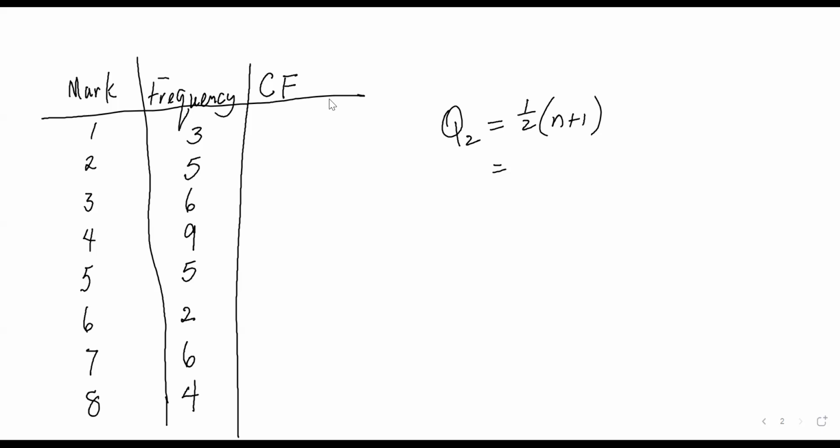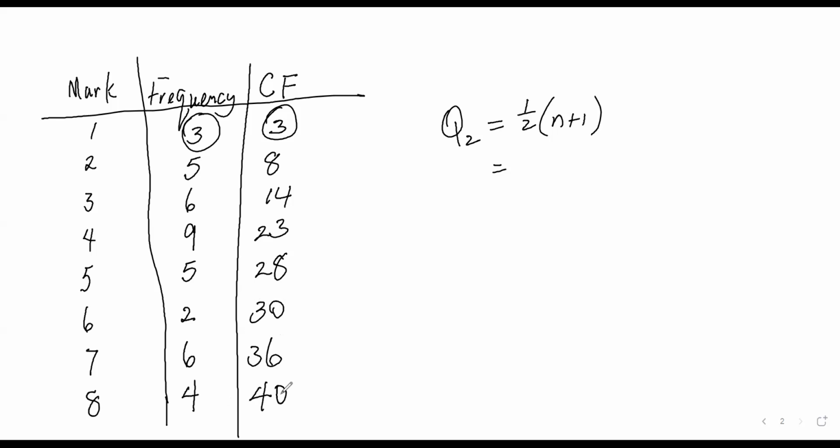So let's write out the numbers. It's 3. Remember, we're starting with the same number. Then we add in 8. 8 and 6 is 14. 14 and 9, 23. And 5, 28. And 2, 30. 36. And 4, 40. Now, we want the median.